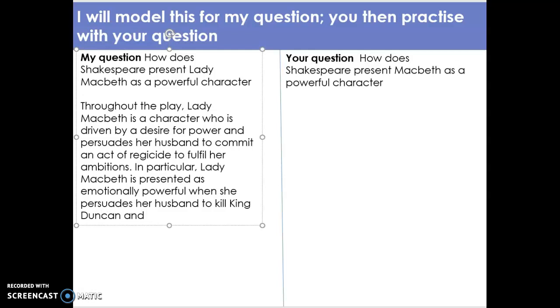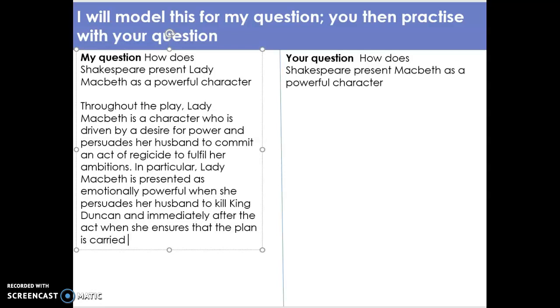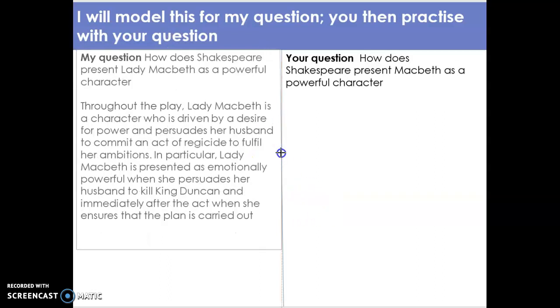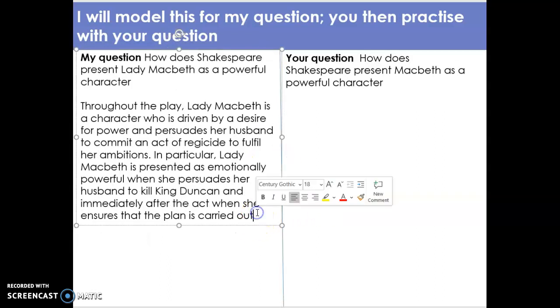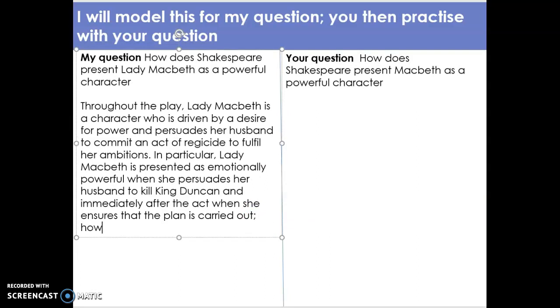And immediately after the act, when she ensures that the plan is carried out. And now obviously what I mean by that is the fact that she takes the knives back to the guards. So now I can have my semicolon and then my however moment.